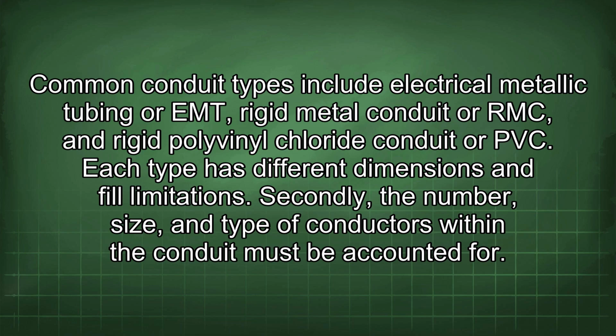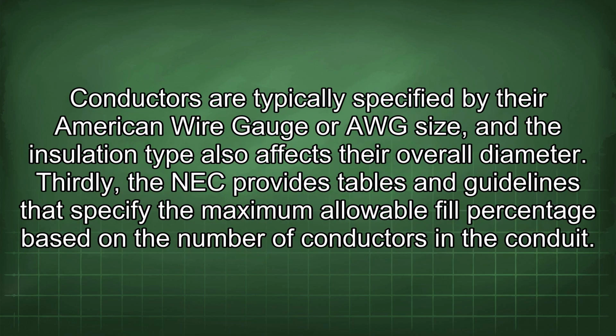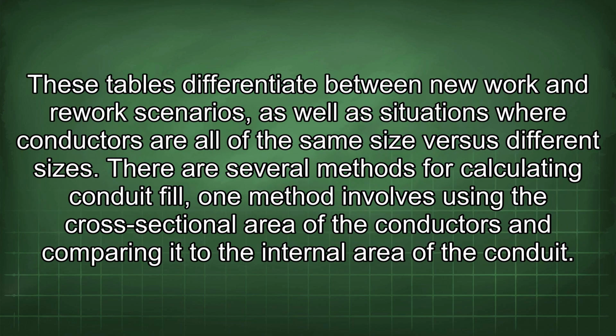Secondly, the number, size, and type of conductors within the conduit must be accounted for. Conductors are typically specified by their American wire gauge or AWG size, and the insulation type also affects their overall diameter. Thirdly, the NEC provides tables and guidelines that specify the maximum allowable fill percentage based on the number of conductors in the conduit. These tables differentiate between new work and rework scenarios, as well as situations where conductors are all of the same size versus different sizes.